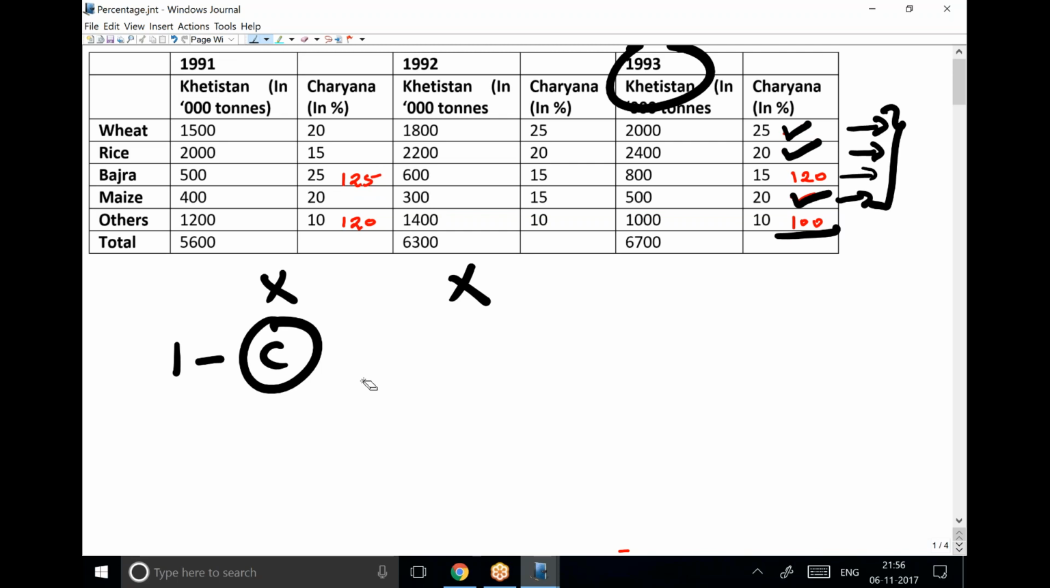In question number 2, they are looking for which crop showed a decline in production for 2 consecutive years in the period of 1991 to 1993. You should not worry about all 5 crops here. You should worry only about whatever is given in the answer options. In the answer options, they are talking about only 3 crops. Bajra. So let's look at bajra first of all.